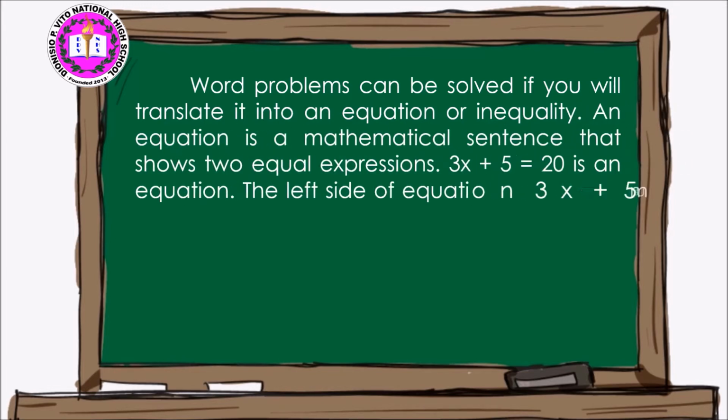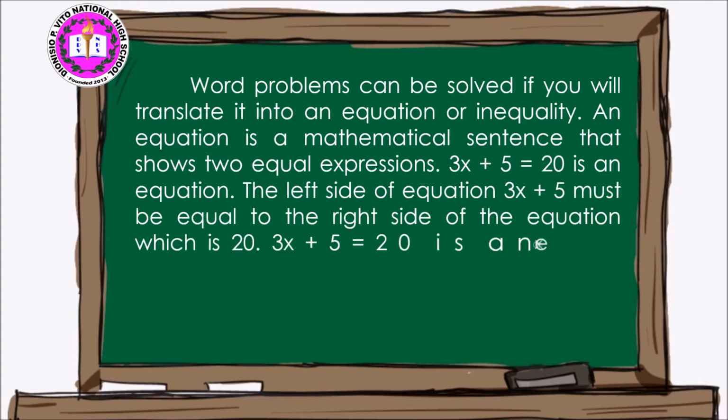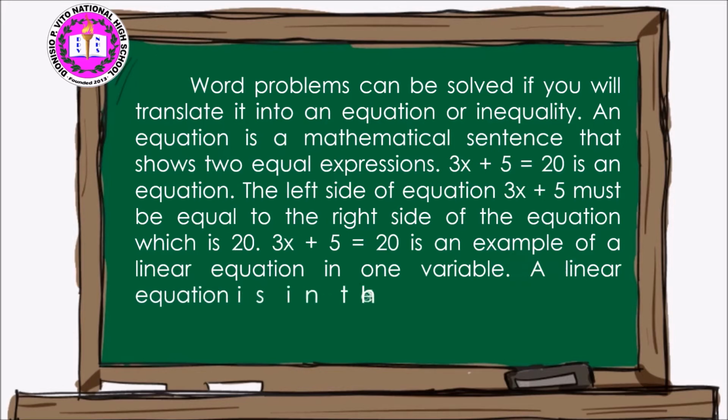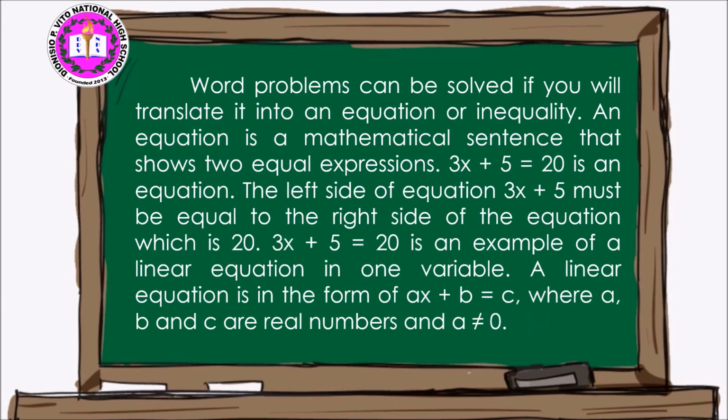An equation is a mathematical sentence that shows two equal expressions. 3x plus 5, which is equal to 20, is an equation. The left side of the equation, 3x plus 5, must be equal to the right side of the equation, which is 20. 3x plus 5 is equal to 20 is an example of a linear equation in one variable. A linear equation is in the form of ax plus b, which is equal to c, where a, b, and c are real numbers and a must not equal 0.